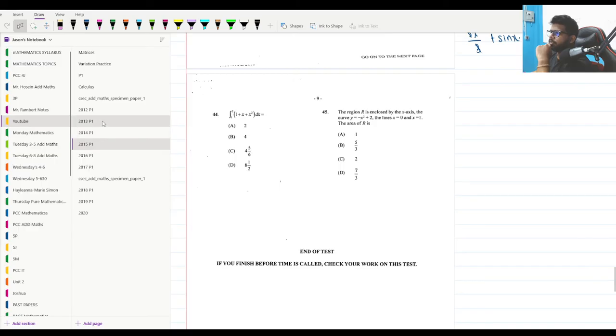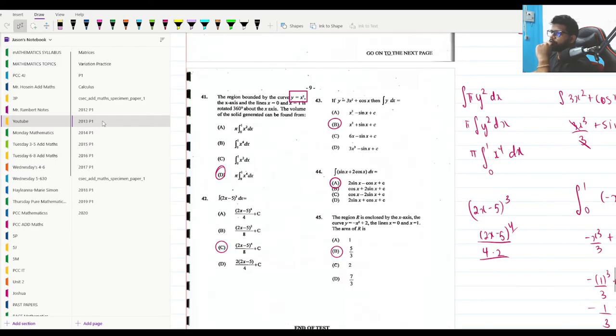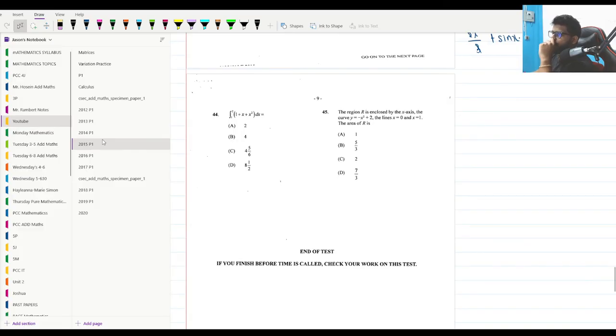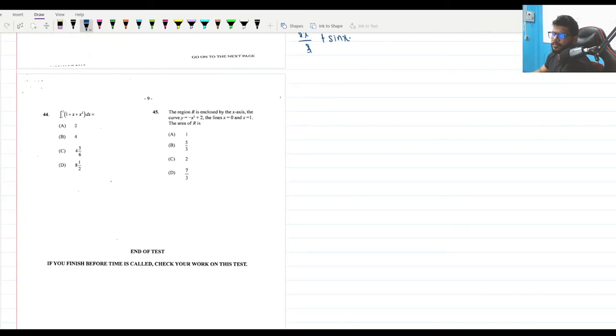Looking like a repeat as well. Nah, that is not a repeat for sure. This one you gotta work it out. 1 plus x squared, let me integrate it. We get x plus x squared over 2 plus x cubed over 3 evaluated between 2 and 1.